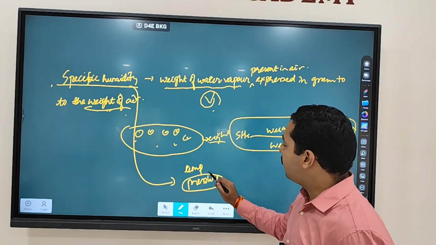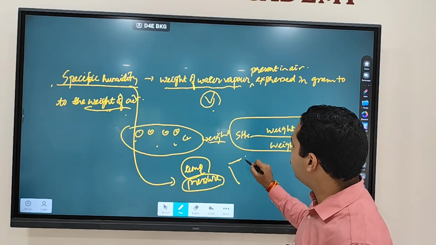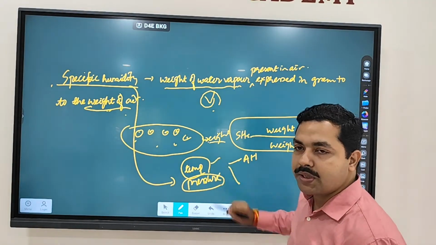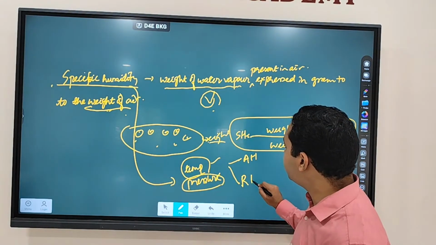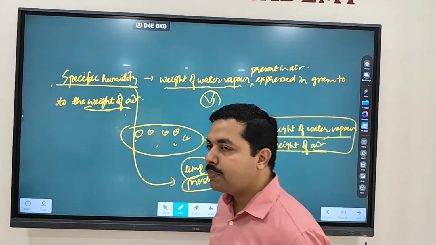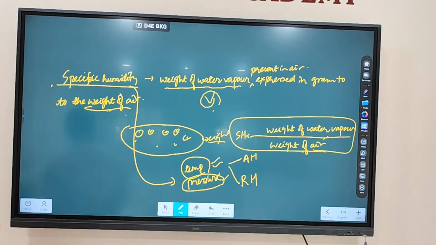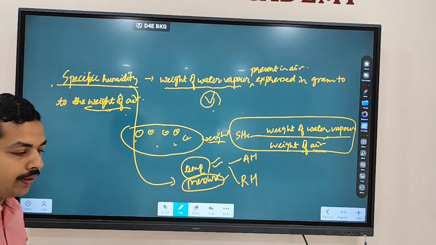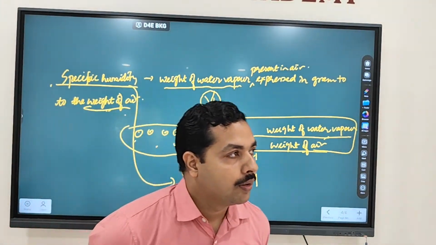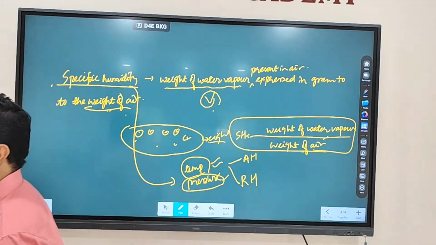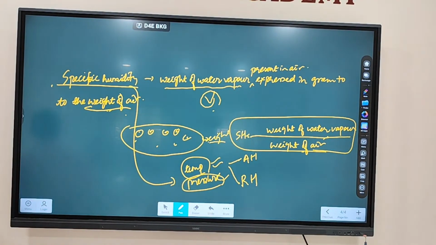As we discussed, absolute humidity varies with temperature and pressure change. We have discussed that relative humidity also varies with temperature and pressure change. Will specific humidity also vary with temperature or pressure change or not? No. Why? Because they're calculating how much of the weight is present.